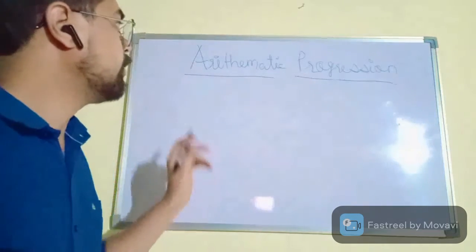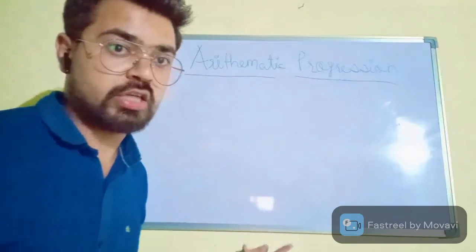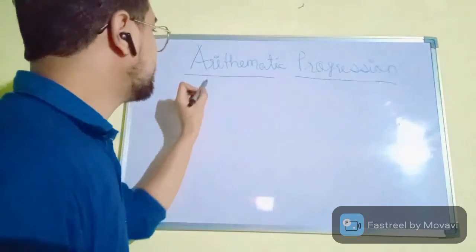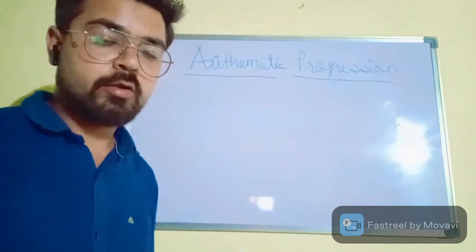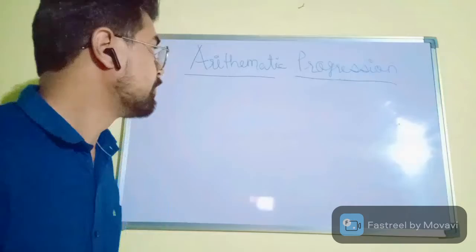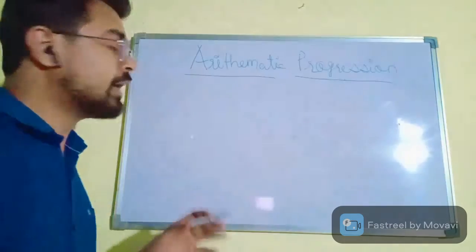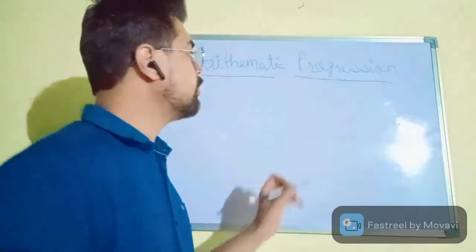So here we see two words, arithmetic and progression. Arithmetic means addition and subtraction of any two real numbers. And to understand the meaning of progression, we should know about sequence.